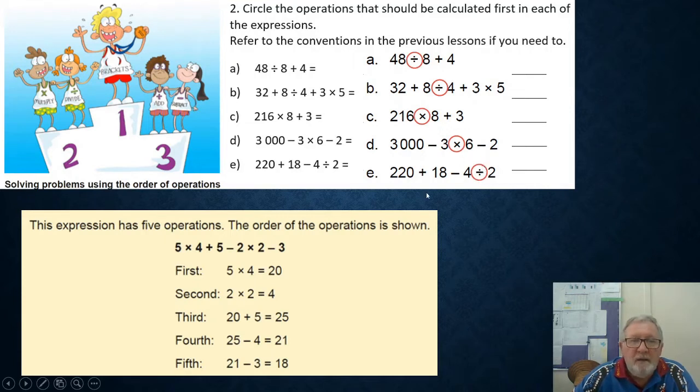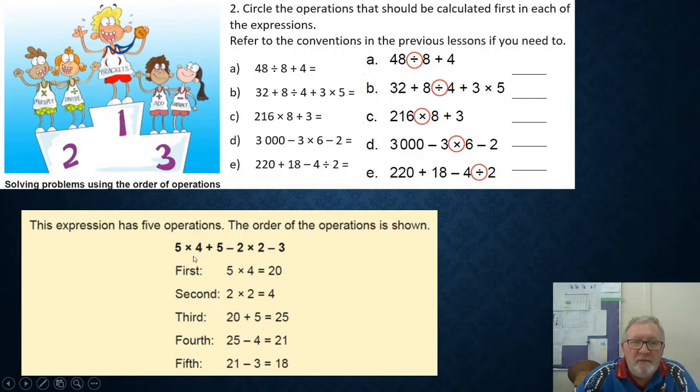All right, now let's have a look at what it says here. It's quite a lengthy expression that actually contains 5 operations: multiplication, addition, subtraction, multiplication, and subtraction again. So the 5 times 4 has to be done first because it is on the left. The other stronger sign, multiplication here, is 2 times 2, so that's done second.